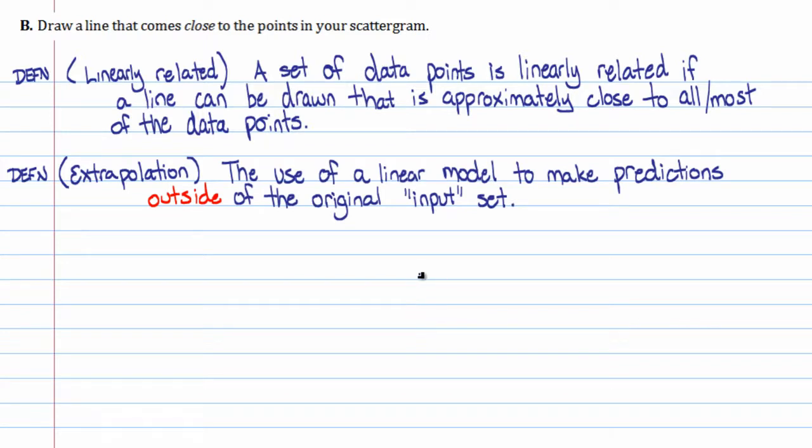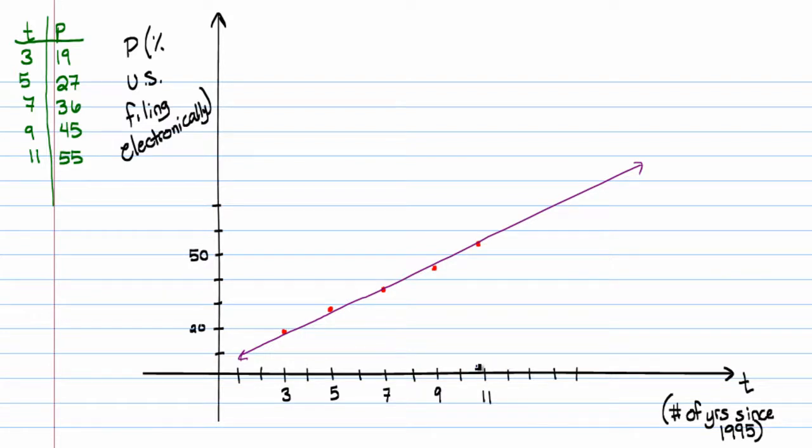Extrapolation is the use of a linear model to make predictions outside of the original input set. What does that mean, outside of the original input set? Well, we would use extrapolation to determine, let's say, the percentage of Americans who filed electronically 20 years after 1995. That's far outside of this set of data. This is our set of input values that we know for certain we have good values for. That's the inside of our data set, and all this stuff out here is the outside, outside of our data range. So when you do extrapolation, you are basically predicting the future or possibly looking back to the past beyond our data.